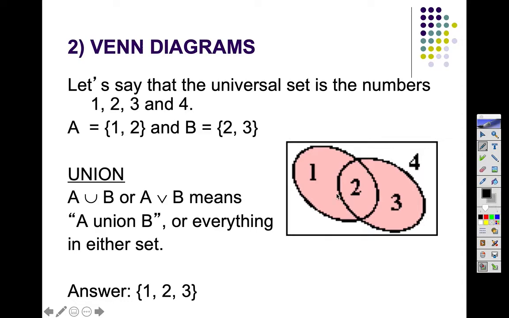But today we're focusing that it's the shaded region. Union means, can it be only in set A? Yes. Can it be in the overlap? Yes. Can it be only in B? Yes. Union means to unite. It means all, and overlap is included in all.